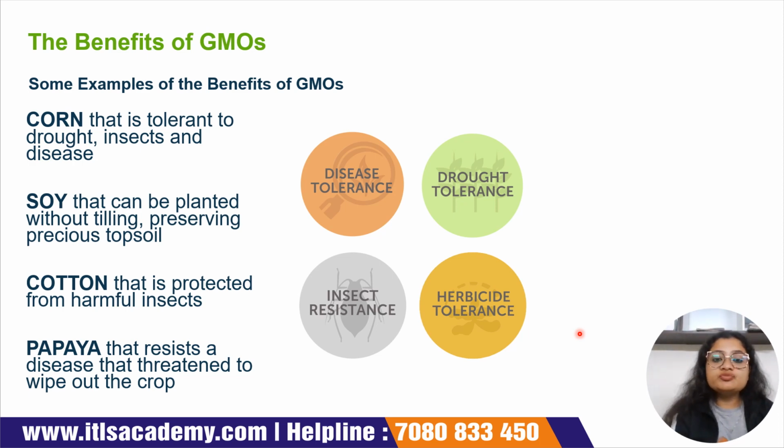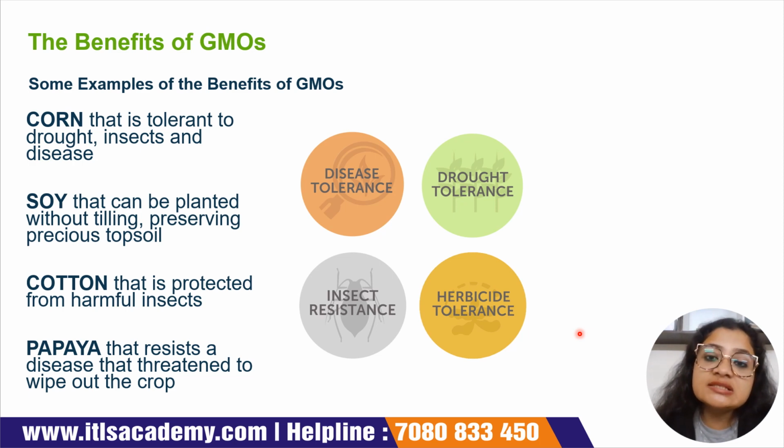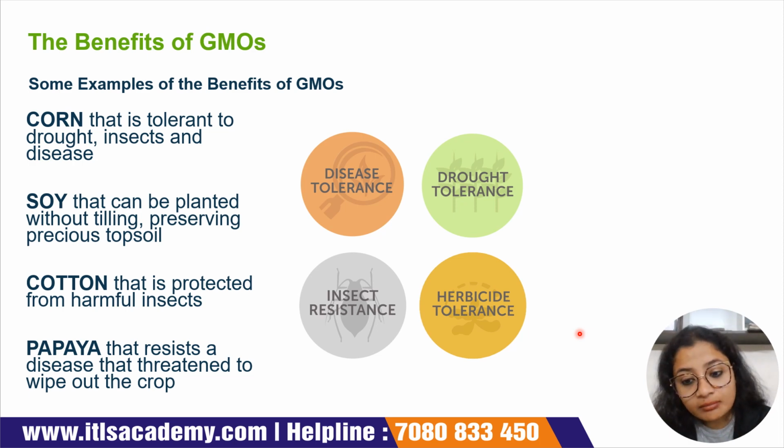Now, what is the difference between tolerance and resistance? Resistance means it is completely resisting that particular thing, whether it's an insect or a drought or a pesticide, or a disease, sorry. But tolerance means it is not able to completely resist, but it is able to tolerate it. That means that particular thing, say for example that insect or that herbicide, is not able to kill that plant or produce harm to that plant. That means it is tolerant.